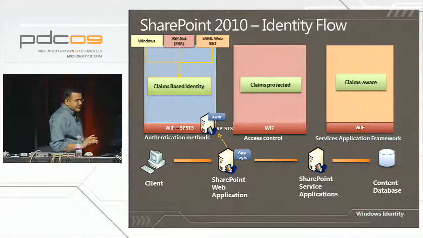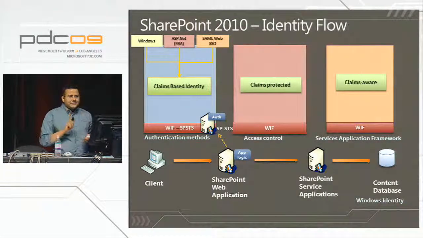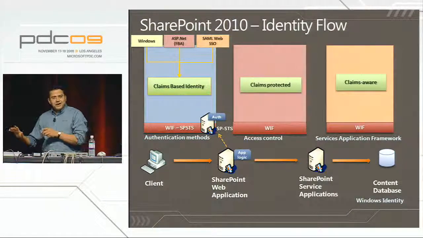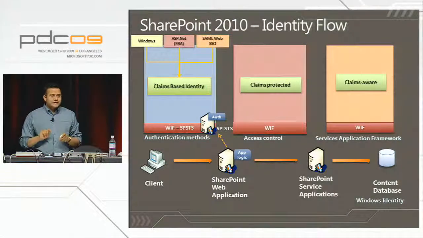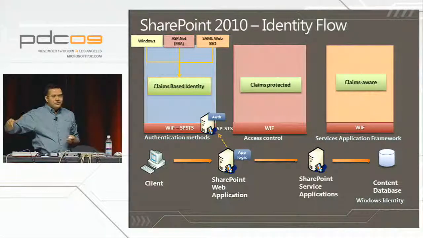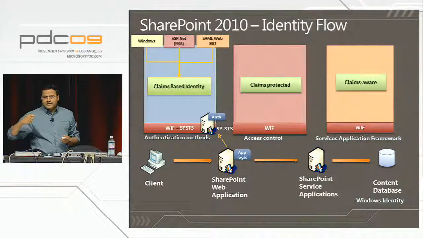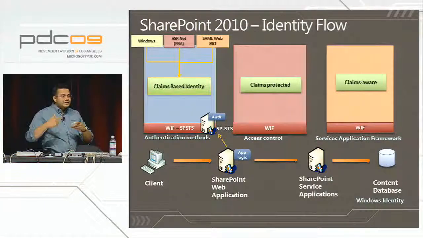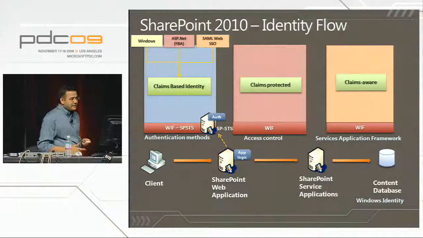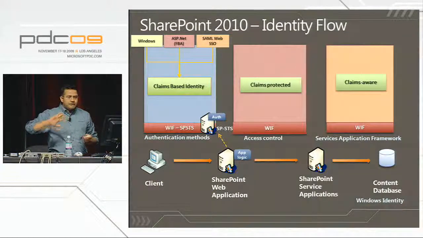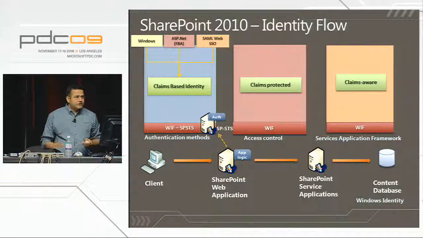But it's not enough, because in reality there are back-end services that are still non-claims aware and require Windows identity. For example, if you have a SQL database at the back end, we need to be able to retrieve data out of the SQL database. For that, you have to have access to the Windows identity. I'll explain how we actually achieve that too. So on a high level, these are the 3 major categories that we modified with WIF so that we get a single claims-based model across SharePoint 2010.